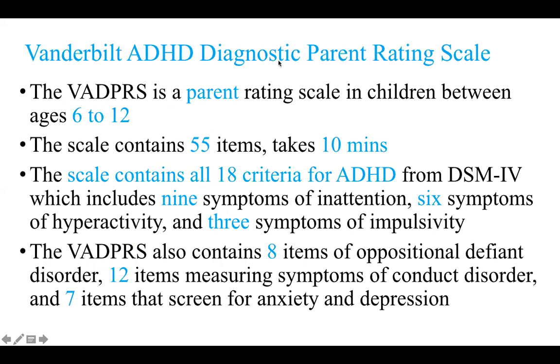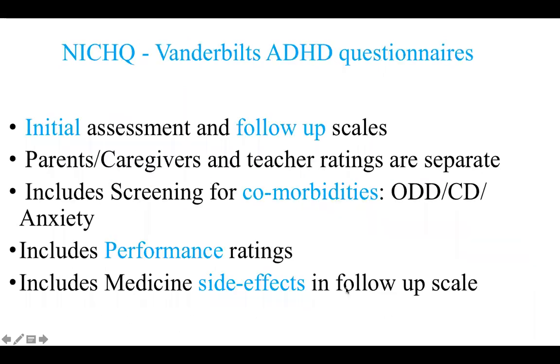This is the Vanderbilt, a little more detail about the diagnostic Vanderbilt parent rating scale. It has 55 items, and it takes about 10 minutes to score. There are 18 criteria, 9 plus 9 for inattention and hyperactivity. In addition, 8 items are for oppositional defiant disorder. Remember, I talked about the comorbidities. So the Vanderbilt measures comorbidities also. 12 items are for conduct problems, and 7 items are for anxiety and depression.